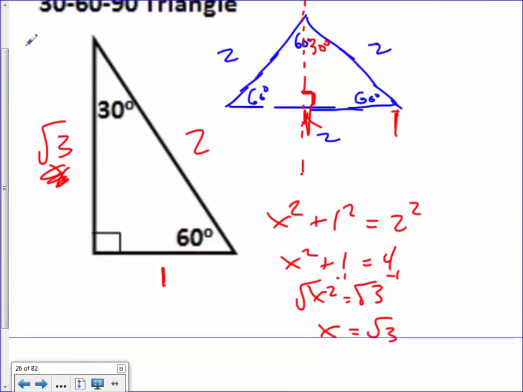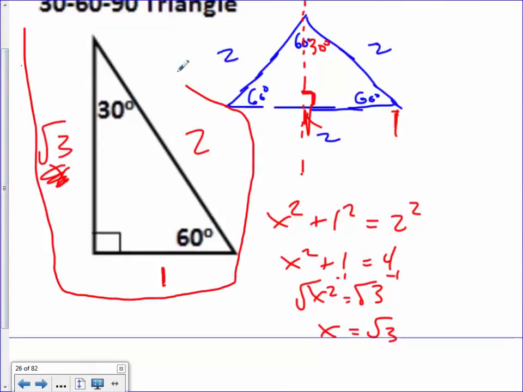This is known as one of our special triangles. If you have your formula sheet nearby, you should draw it on there, because we're going to use this a lot over the next little bit. So draw the special triangle on there.